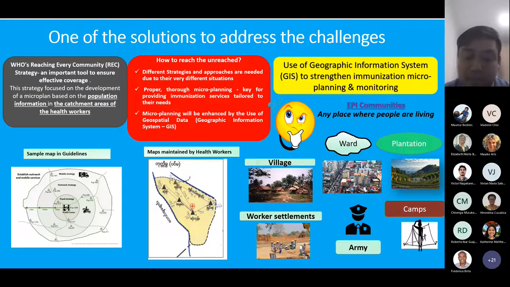So the group decided, okay, we're trying to define the population by naming them as an EPI community, because whenever there are people, there may be children. Whenever there are children, there is an interest for the immunization program. So we named them as an immunization EPI community. So any places where people are living were defined with different characteristics. And that's the basis where geospatial information for those communities starts to be collected and applied.